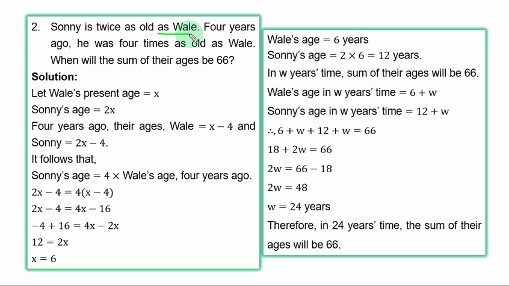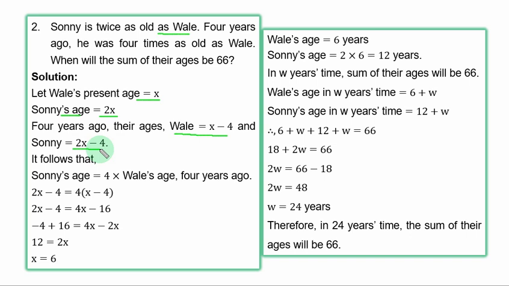better we start by looking at Wale's age, because Sonny is twice as old as Wale. So let Wale's age be S and Sonny's age becomes 2S. 4 years ago, that is time past. You have to subtract 4 from their respective ages. So for Wale, you have S minus 4, and for Sonny, you have 2S minus 4.